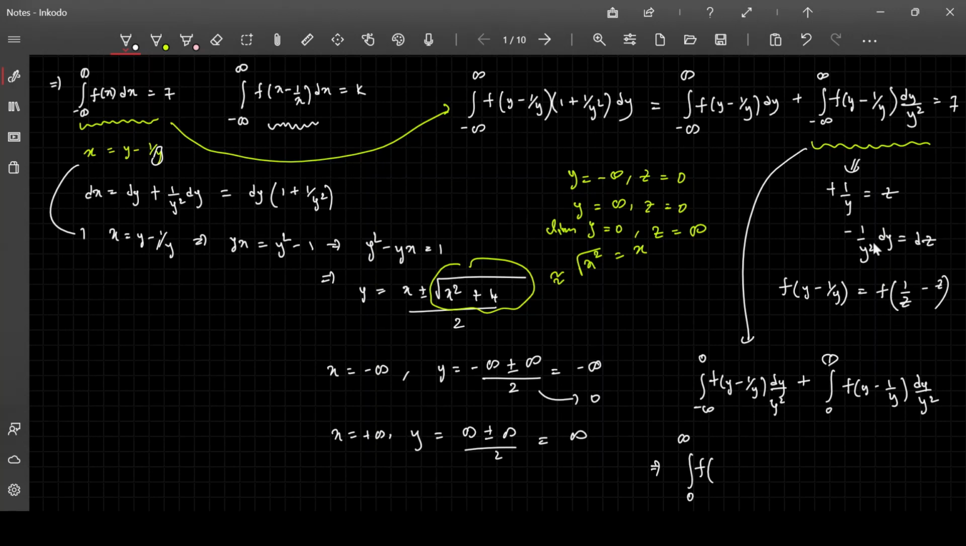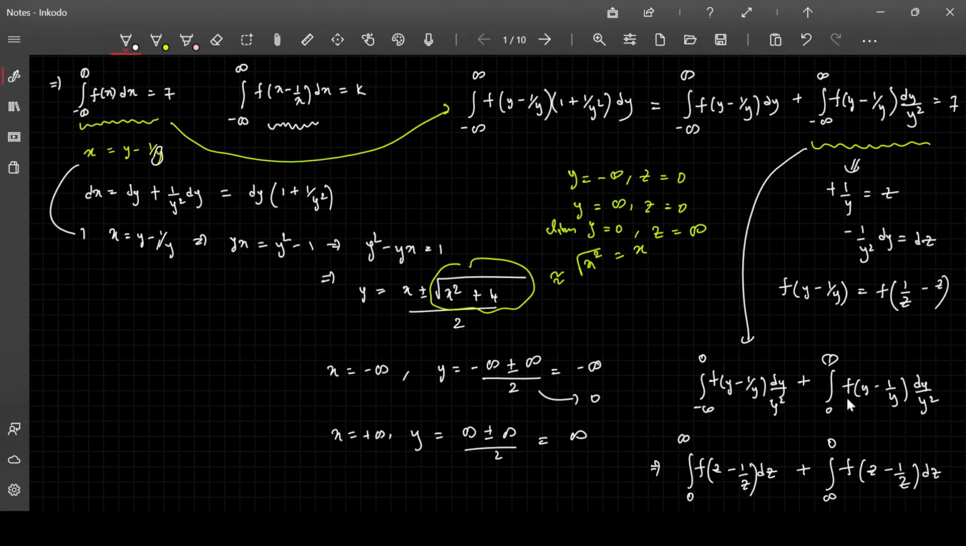And also we have this, right? This is minus 1 by y square dy is equal to dz. So this minus actually gets into this bracket, so this becomes f of z minus 1 by z dz. Now this is dz, and the same is the case here, 0. So if it is 0, then z is actually infinity, and if it's infinity, then z is equal to 0. So the same thing here also, z minus 1 by z dz.